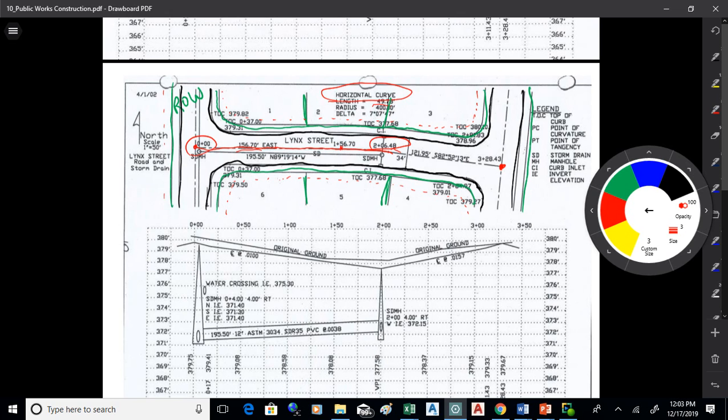We've got the width of the road shown. So that's a 34-foot wide road. That would be from inner curb to inner curb. We've got the distance and bearing on the lines shown there, which again, the bearings are like a compass direction. And then the stations.